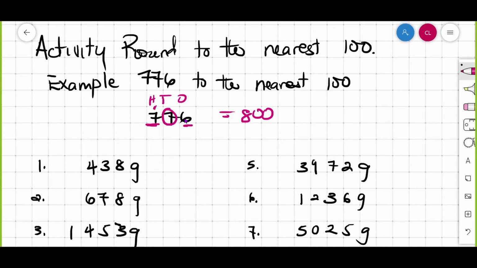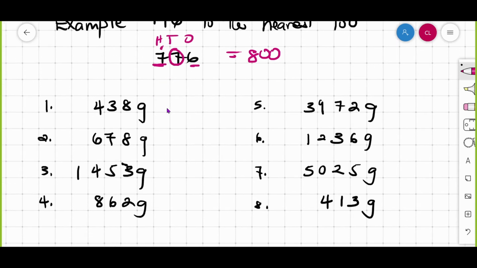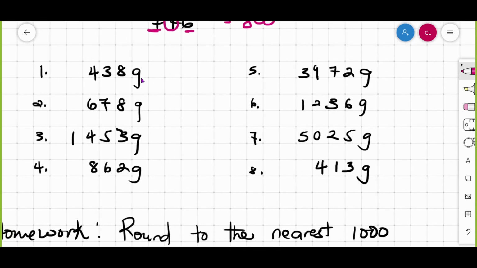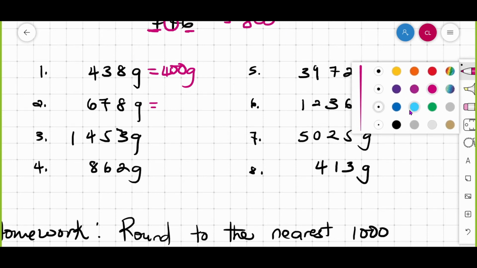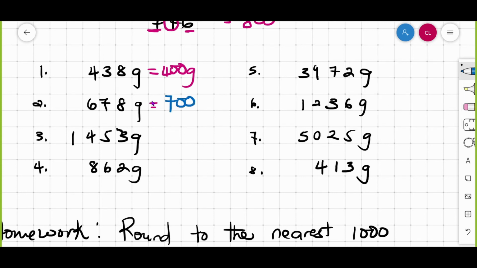All right, good. Let's go now with these. This time around, we're looking at a different unit. We're looking at grams. So 438 grams rounded to the nearest 100 would become what? 400. So give me the units. 400 grams. What about 678 grams? That would be 700 grams. Okay, so this is 700 grams.